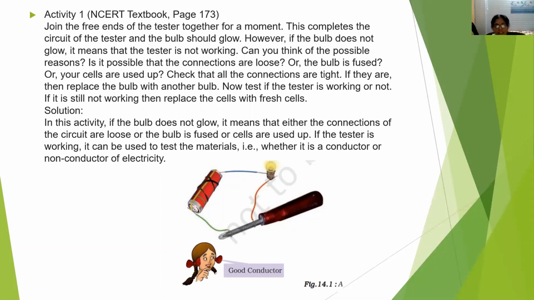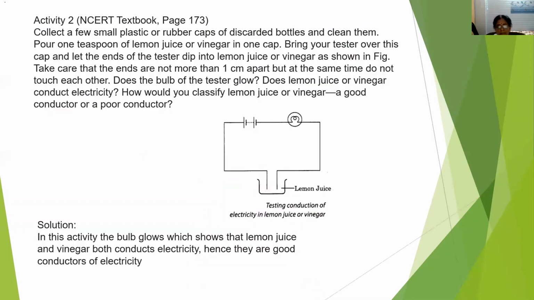Even now, if the tester is not working, then we have to replace the cells with fresh cells. So what did you understand from this activity? In this activity, if the bulb does not glow, it means that either the connections of the circuit are loose, or the bulb is fused, or the cells are used up. If the tester is working, it can be used to test a material, whether it is a good conductor or a poor conductor of electricity.